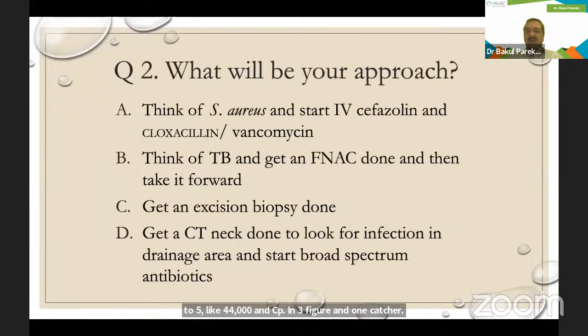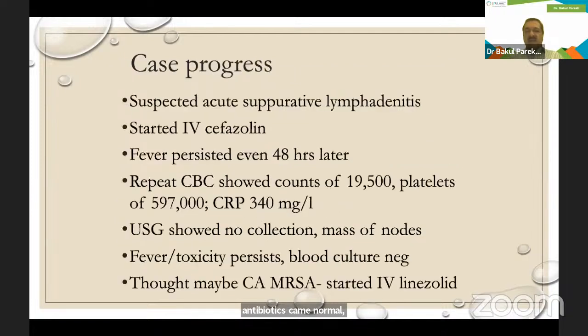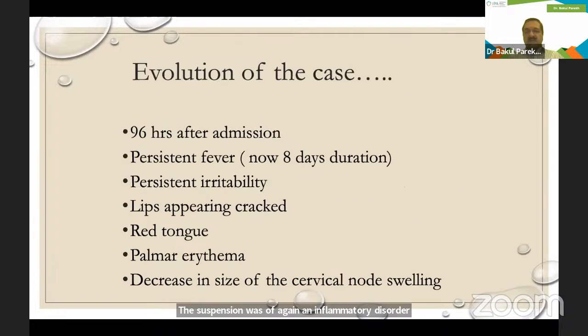Initially we thought of infection and antibiotics were given, then we thought of tuberculosis, but FNAC came normal and the excision biopsy came normal. Ultimately the case progressed, and even after antibiotics and other things, the CBC showed an increase in count, an increase in platelets, CRP 340, so the suspicion was again of an inflammatory disorder. The diagnosis, after these findings of persistent fever, persistent irritability, cracked lips, red tongue, palmar erythema, and decrease in size of the cervical node, was Kawasaki.